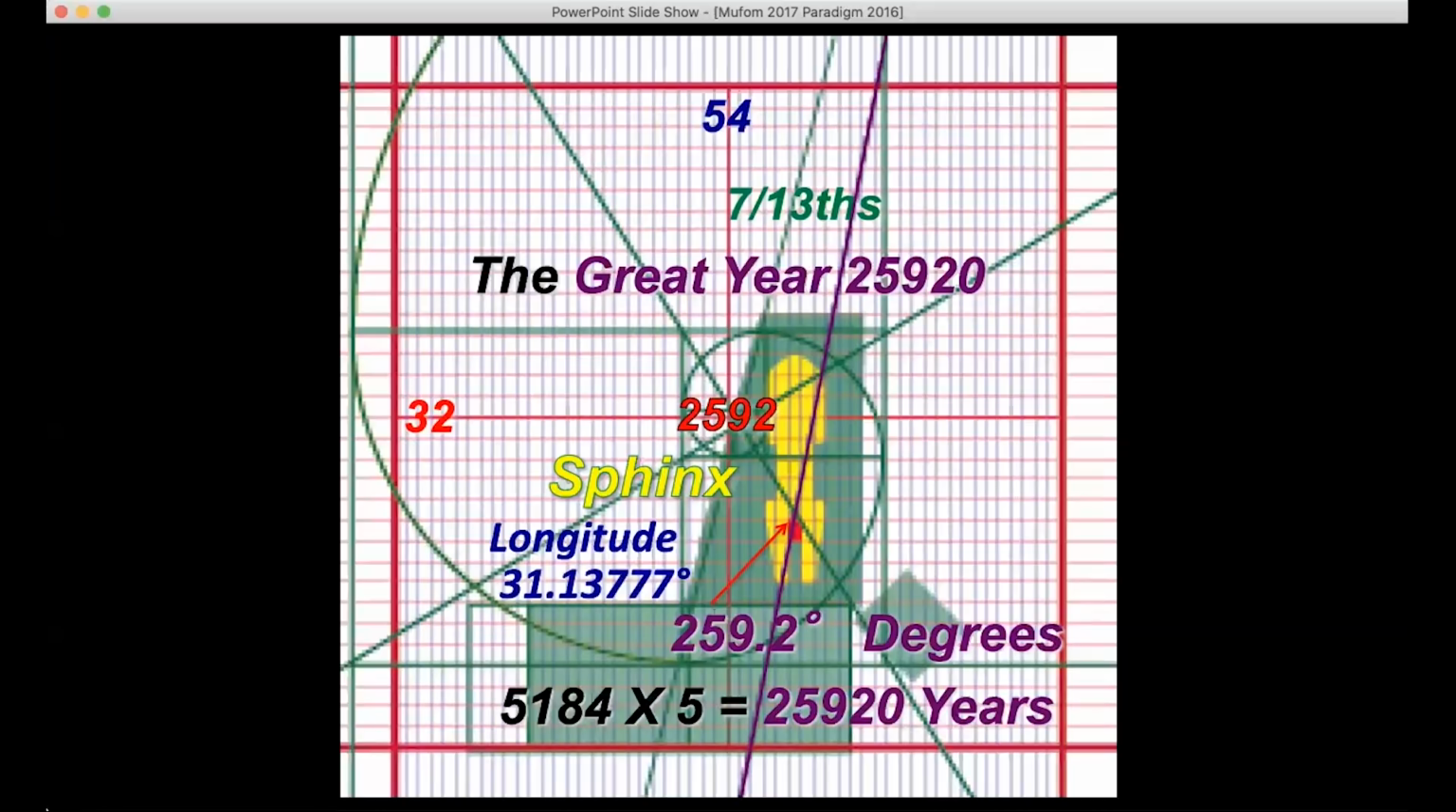So there again, its coordinate value is 2592. The angle that the Sphinx's head is at is 259.2, clearly showing the great year precessional cycle of 25,920. There's crazy, even more to this too, but again, I'm not going to go too deep. I'm trying to just give you a little bit of an overview here, and maybe we'll take a couple minutes and show you where it's going.